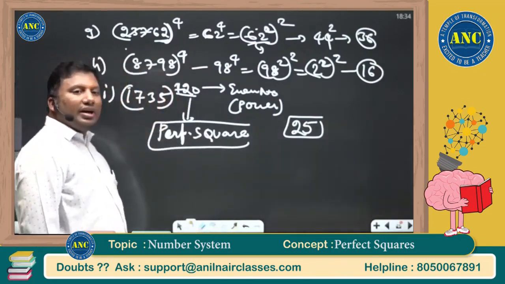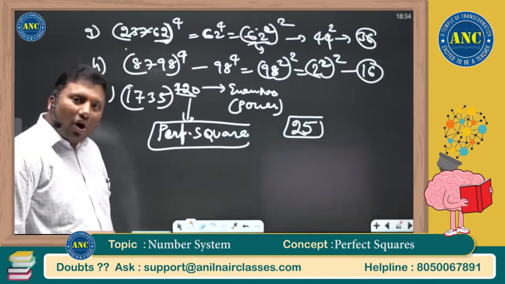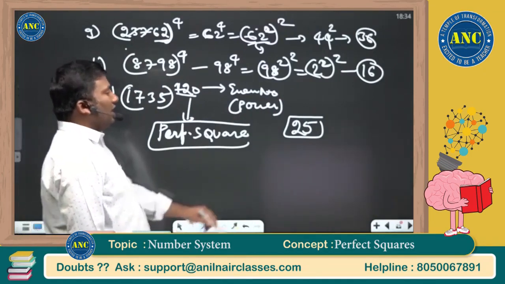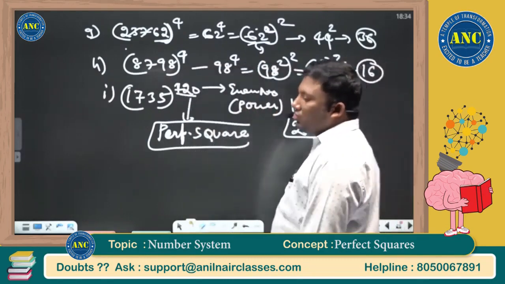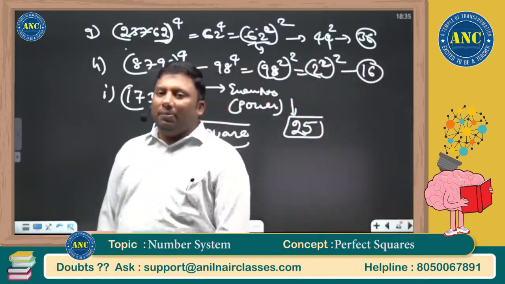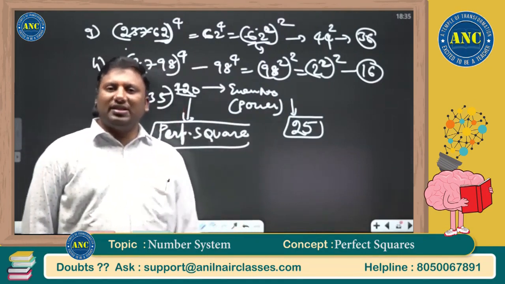Any perfect square ending with 5, the tens place is always 2. I hope this idea is clear. Totally preliminary questions, 8 to 9 questions which we discussed.